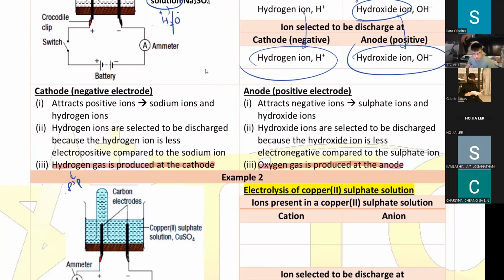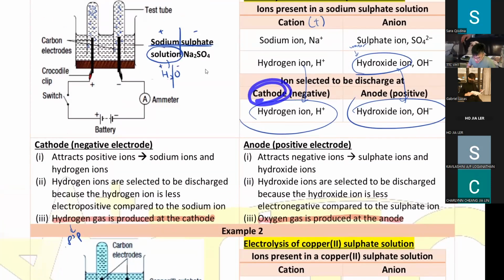Yeah. Explain you. Which one? The cathode. Which one? This one? Cathode is the, you mean this one? Because cathode is the negative, right? Cathode is the negative, so they will attract the positive.